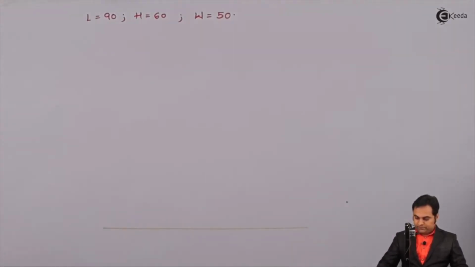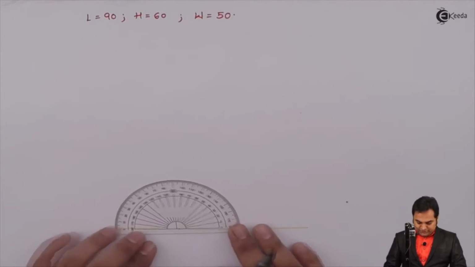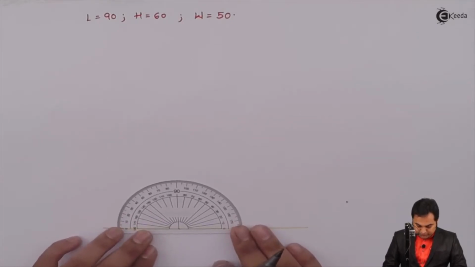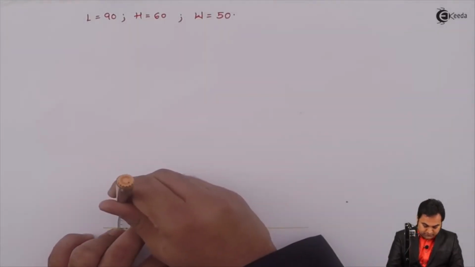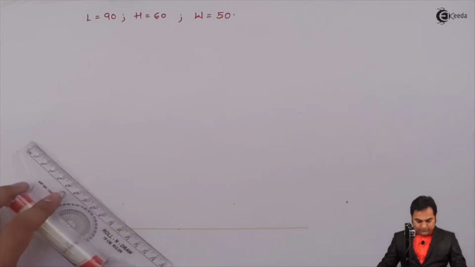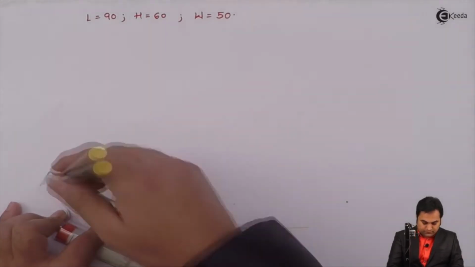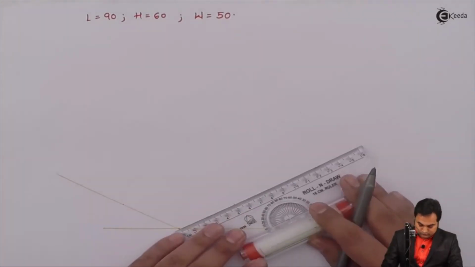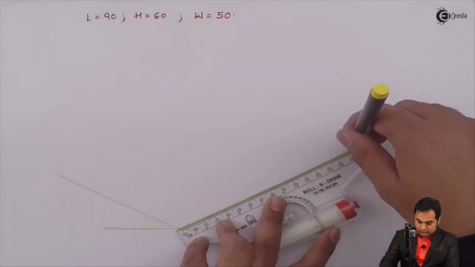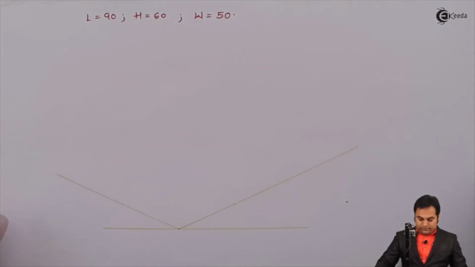Drawing a light line. Next, on that line I'll take a point and measure 30 degrees on both sides, because it is isometric projection. We have to draw 30 degree angles on both the sides. Next, through these points I'll draw light lines. Now after this I'll draw a light vertical line.